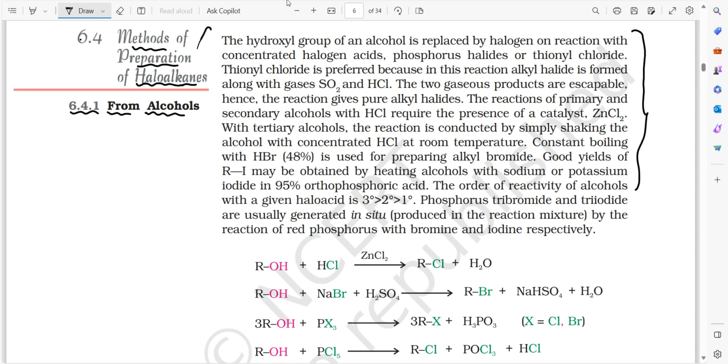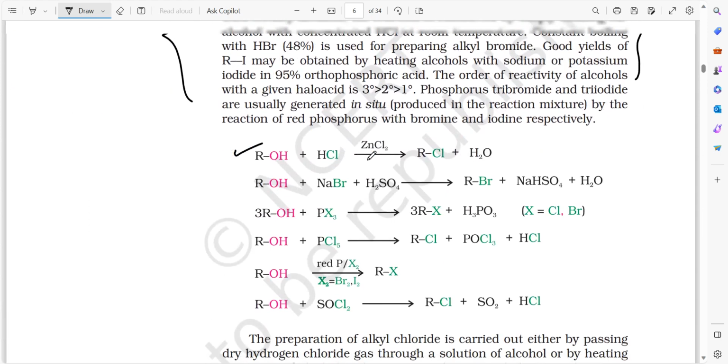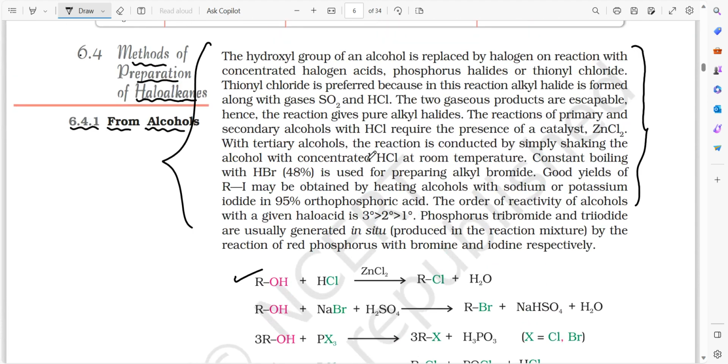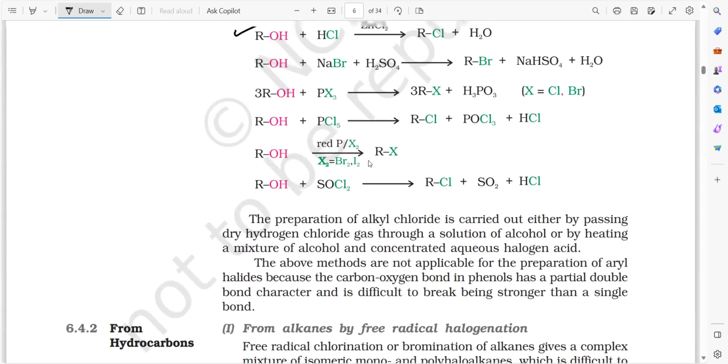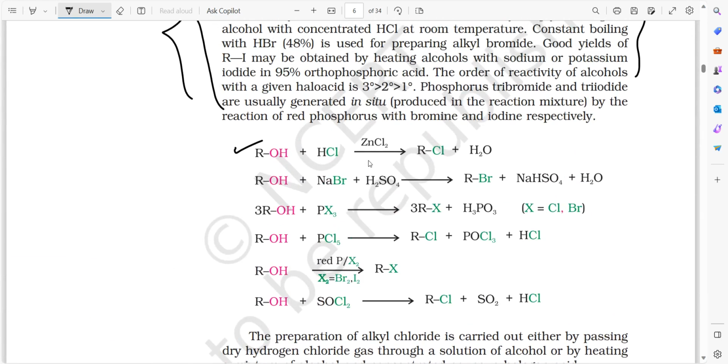Before going to discuss this paragraph, let us first try to understand these reactions. Then we can easily understand the paragraphs above and below. Now let us try to understand the given reactions.